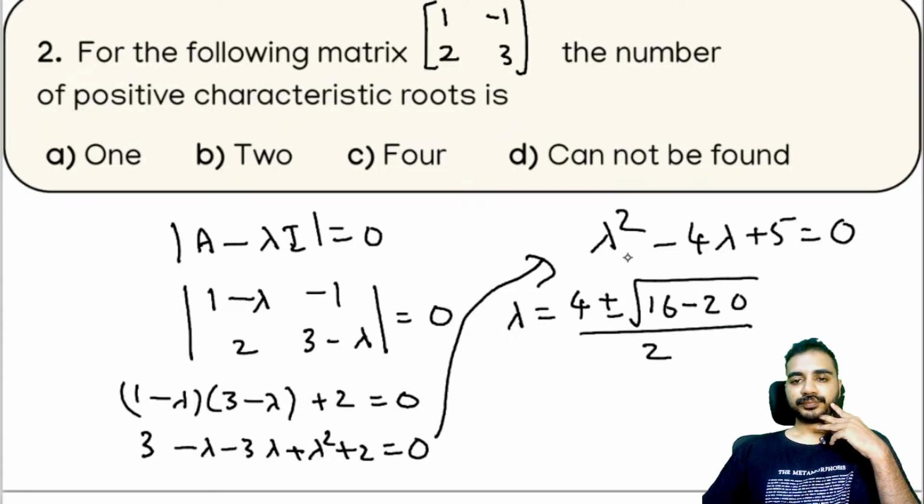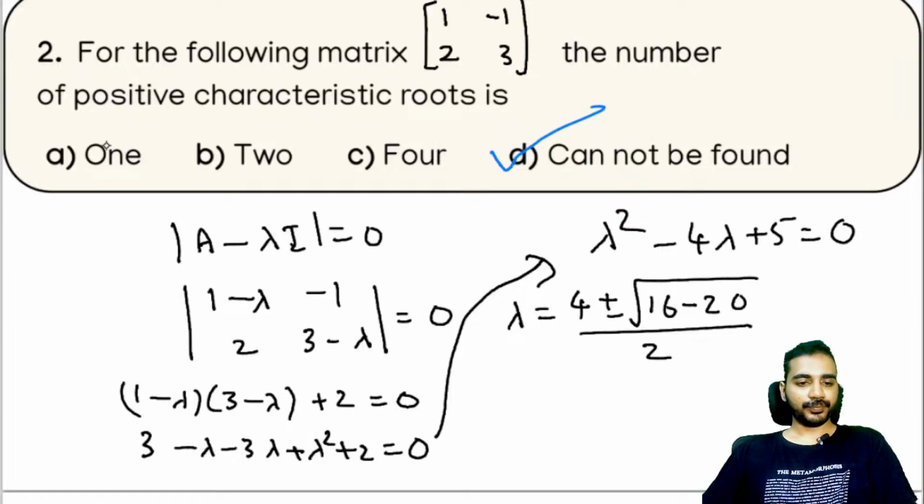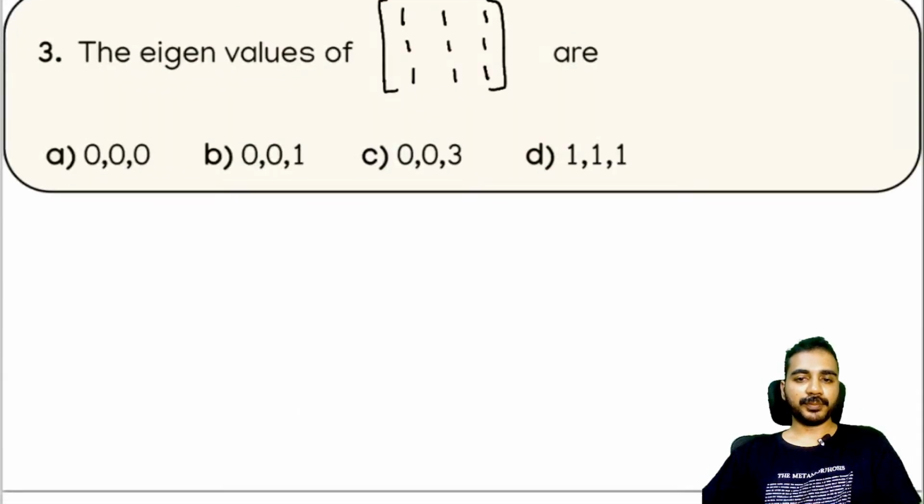The question is asking the number of positive characteristic roots. The options are 1, 2, 4, and cannot be found. Since I'm getting complex numbers as roots, I can say there is no positive characteristic root for this equation. So the correct answer is option D. Everyone got the correct answer. So moving on to the next question.